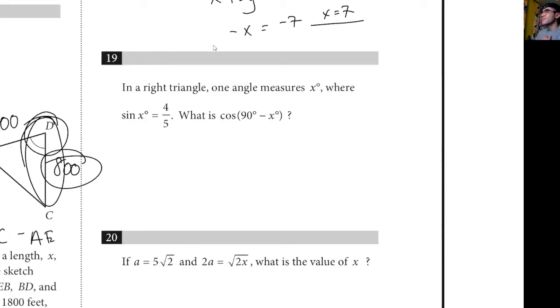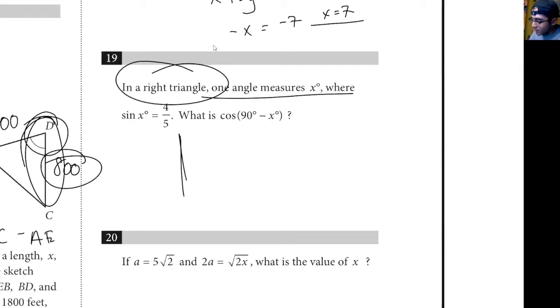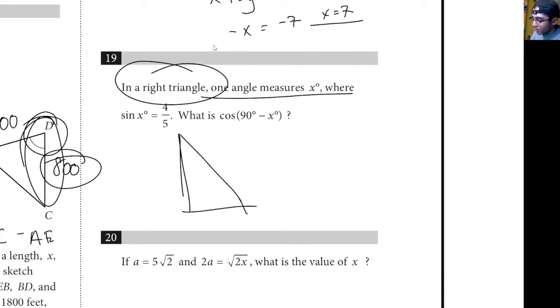You're just going to need to draw something out here. All right, so let's draw this out. We have a right triangle, one angle measures x degrees, where sine of x is equal to 4 over 5. So let's try to visualize this. We have this right triangle, and let's say this is x. Let's label this a, this o, this h.